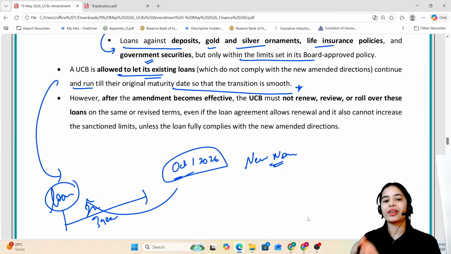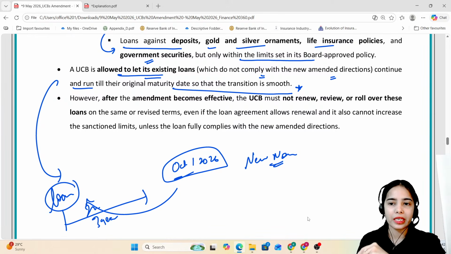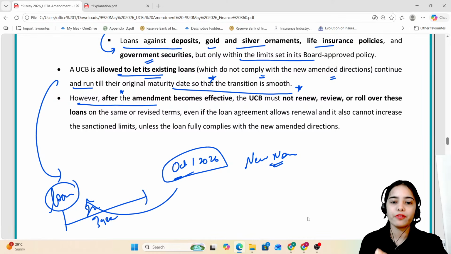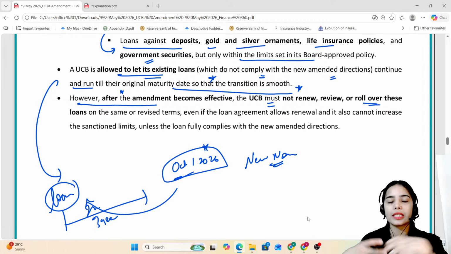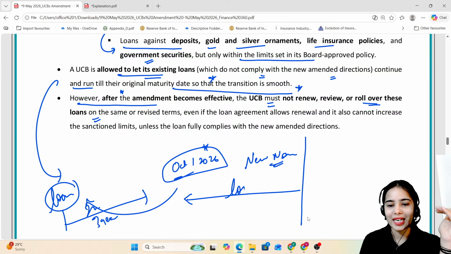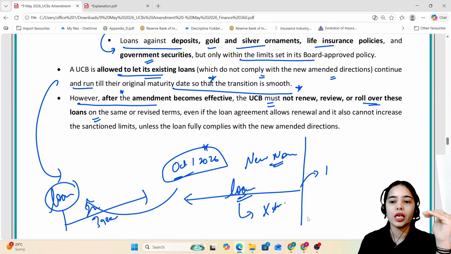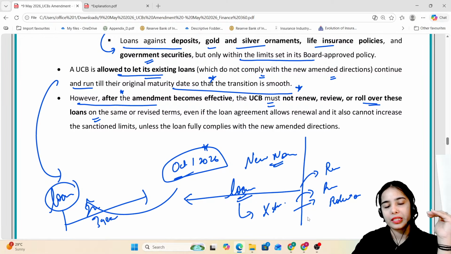So for the loans that have already been given, the amended directions will not apply. The Urban Cooperative Bank is allowed to let its existing loans which do not comply with the new amended directions continue and run till maturity. However, after the amendment becomes effective from 1st October 2026, the Urban Cooperative Bank must not renew, review, roll over or extend the timeline of the loans that are not following the amended directions. So the earlier loans can continue without following the amended directions, but they cannot be renewed, reviewed or rolled over after October 1, 2026. This is the basic idea.